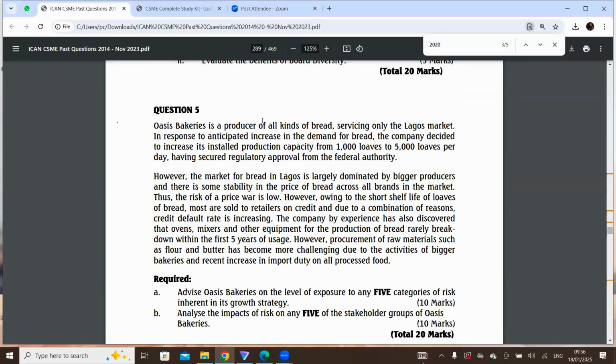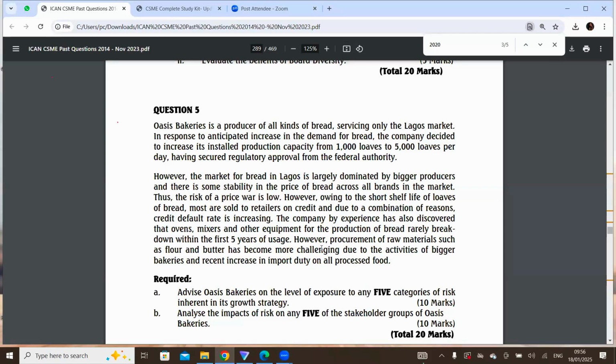Thus, the risk of a price war is low. However, owing to the short shelf life of loaves, they are mostly sold to retailers, so we can see credit risks. And they said the company is also experiencing equipment that breaks down within the first 5 years. However, procurement of materials such as flour and butter has become challenging due to bigger bakeries increasing import duties.